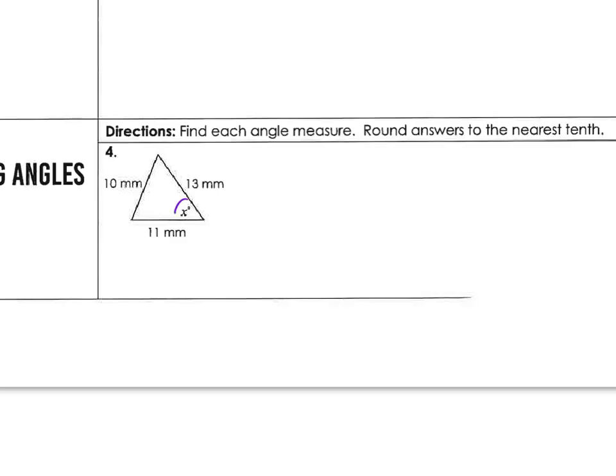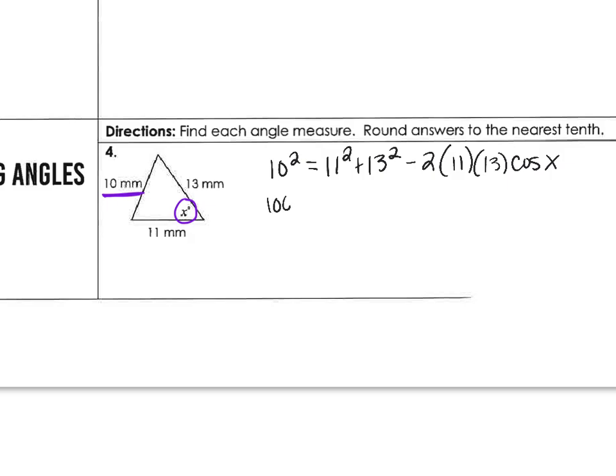Okay. Notice that this angle X is across from this 10 millimeters. That means when we set up our law of cosines, 10 squared is going to be the one by itself. We know all the side lengths. Now we're looking for the angle measure. And the side across from the missing angle is the one that we are going to have by itself as our a squared. Okay? So 10 squared equals 11 squared plus 13 squared minus 2 times 11 times 13 times the cosine of x, which is what we're looking for.